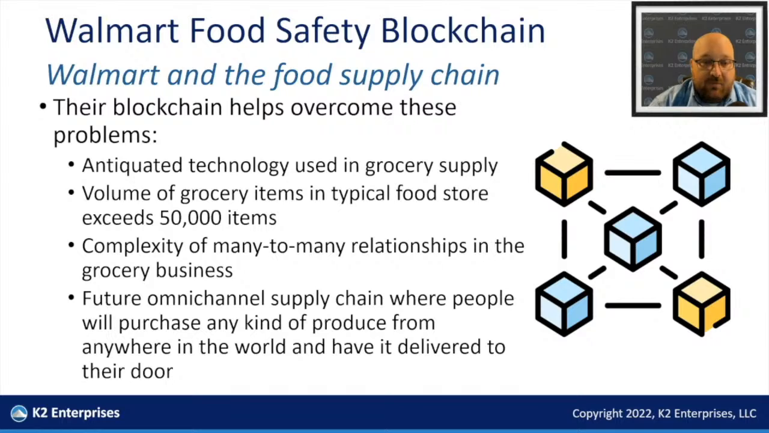Okay. Now for your average grocery store, 50,000 items. If you think about it, that's not that hard to get up to. Think about just ketchup. They've got 20 brands of ketchup in every possible size, from the little tiny ketchup packets all the way up to the big bottles. You can get to that 50,000 SKUs pretty quickly. And managing that vast quantity of information, blockchain's going to be much more capable.